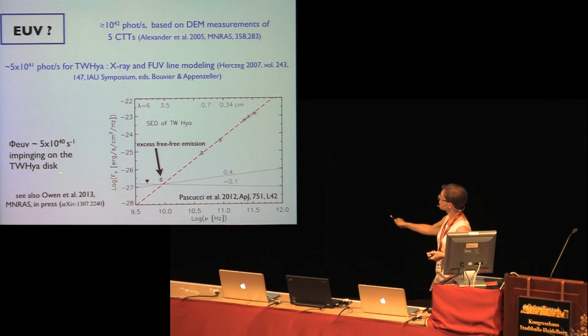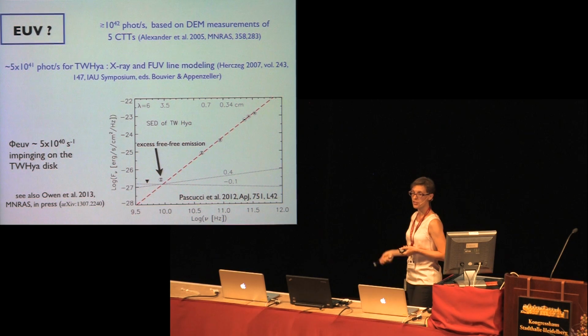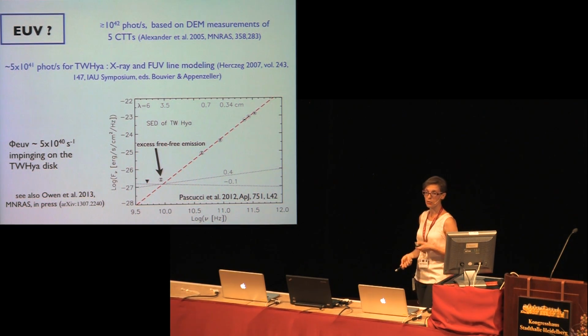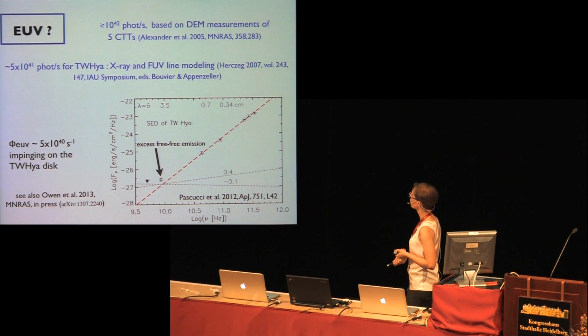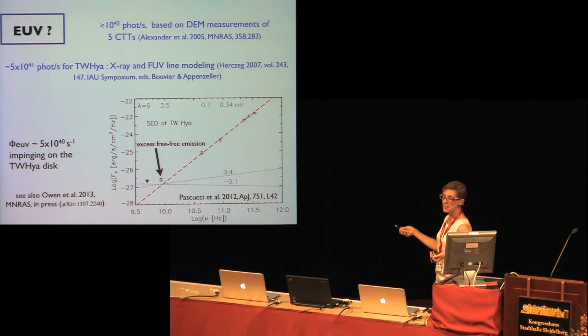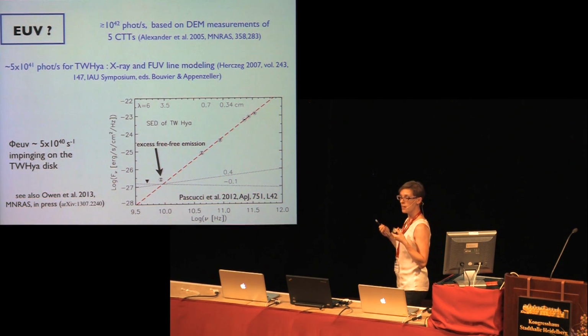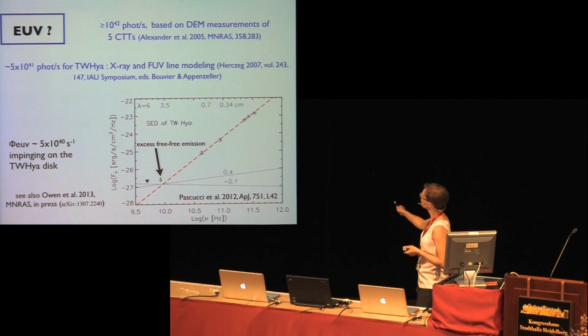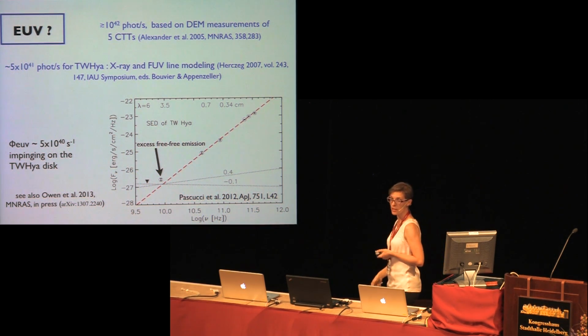And I want to point out that Owen and collaborators have also now done a calculation. This paper came out a couple of days ago on astro-ph. They find results that are similar to ours, and they also have another relatively well-known star, in which they can compute the EUV flux with this method.